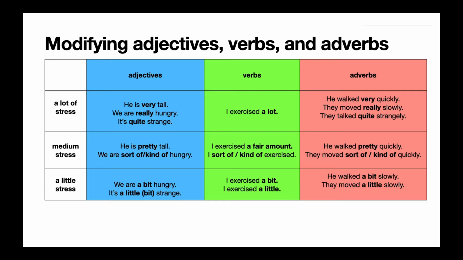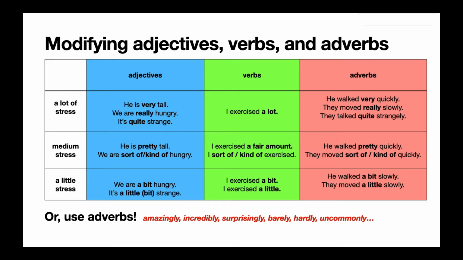And notice in the verbs column that the modifiers go after the verb instead of before the verb like with adjectives and adverbs. And then with the adverb column, we would use the same. We walked a bit slowly or a little slowly. And again, these would go in front of the adverbs.